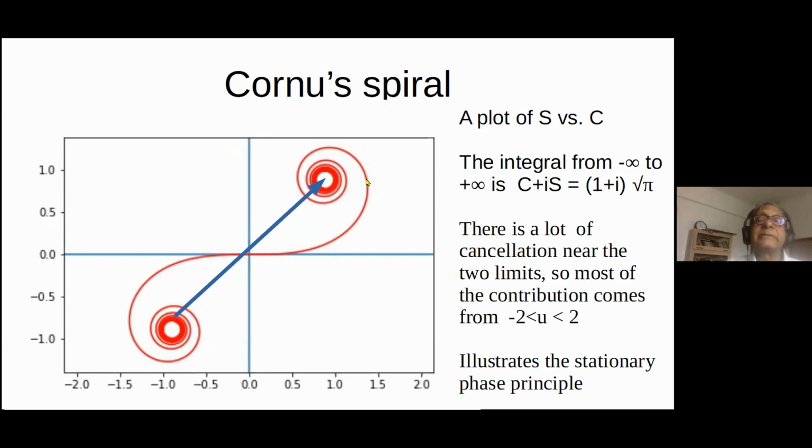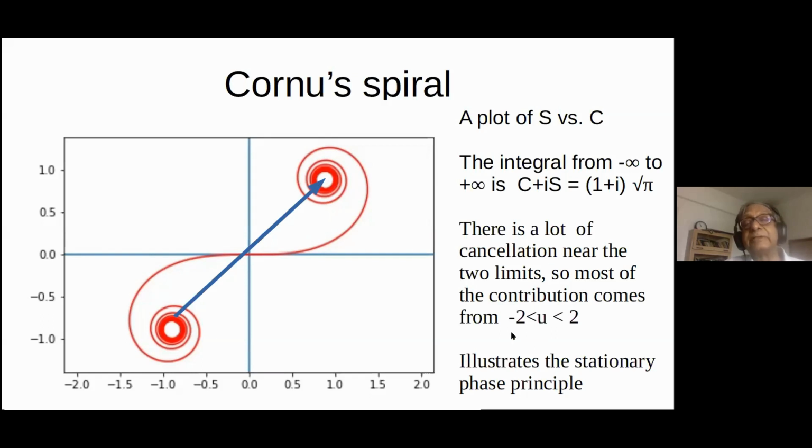And now notice, because of u squared, the phase of this complex number increases more and more rapidly. We saw that the oscillations of both C and S become more and more rapid. So you get this beautiful spiral. And the same point which I made by looking at the two curves can also be made by looking at this. Most of the contribution is coming from here to here. A lot of cancellation near the two limits.